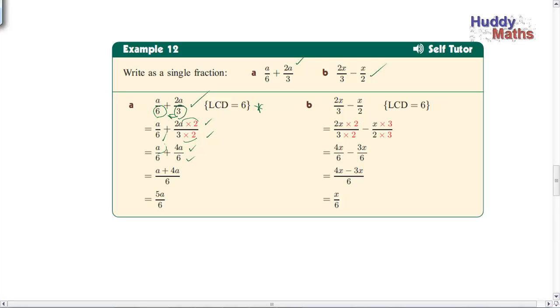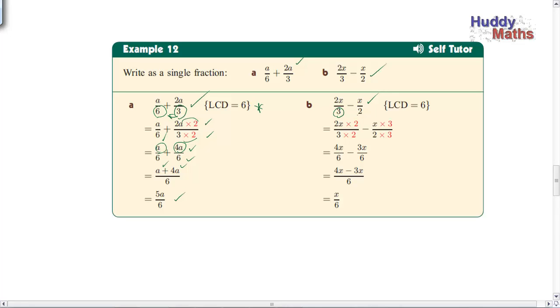So we've got a sixths and 4a sixths. That is a plus 4a sixths, or 5a. Same maths, but just a little bit different to look at when you've got x up there. Let's have a look at this one.